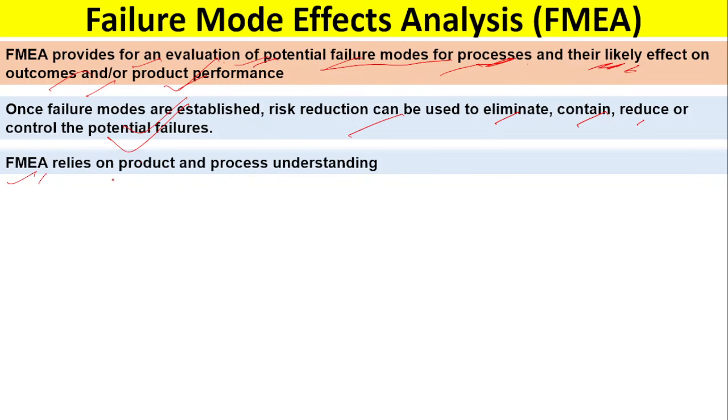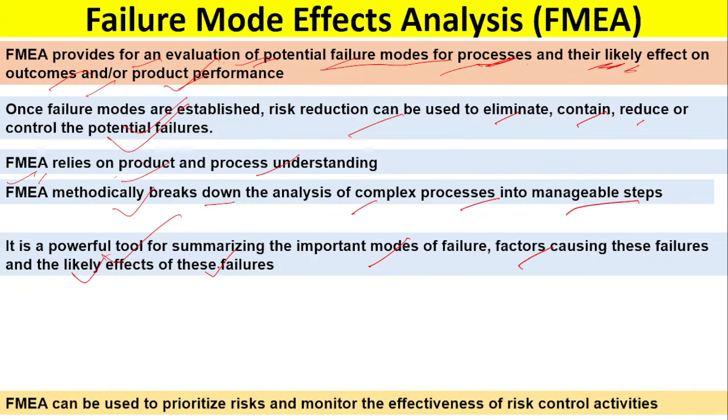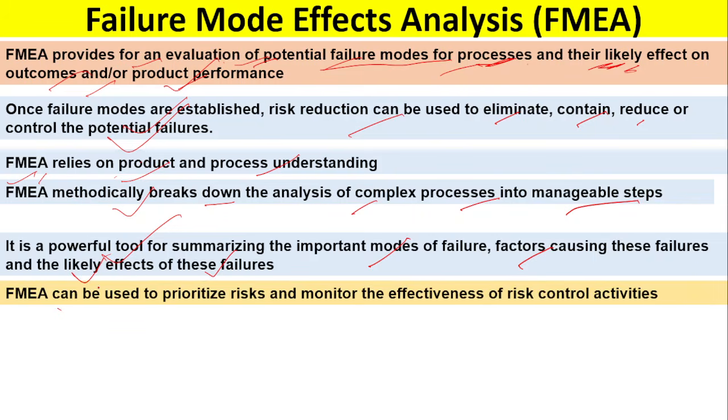Failure mode effect analysis relies on product and process understanding. It methodically breaks down the analysis of complex processes into manageable steps. It is a powerful tool for summarizing the important modes of failure, factors causing these failures, and the likely effects of these failures. It can be used to prioritize risk and monitor the effectiveness of risk control activities.